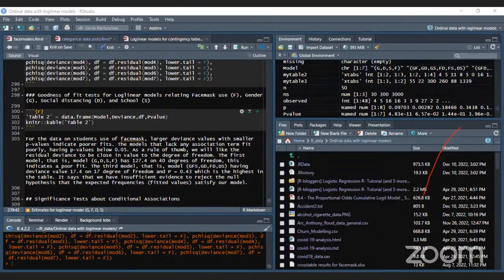But in this case, it's the other way around. We must have a higher p-value here. So as a rule of thumb, we would like the residual deviance to be close in value to the degrees of freedom, as I've said earlier. The first model, that is this model, has this on 40 degrees of freedom. This indicates a poor fit. So if we have insufficient evidence to reject the null hypothesis that the expected frequencies, the fitted values, satisfy your model, then in this case, the best model will be the one that has the highest p-value. Here, that is this model.